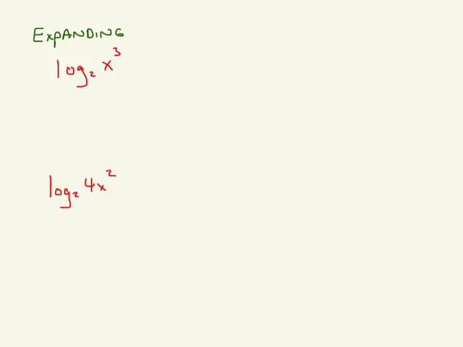Let's try this just a couple of times. So what can we do? We can take this 3 out of the exponent, we can drop it down in front of the logarithm. So now we've got a 3 times log base 2 of x. With this one, we can split this, based on what we learned in our previous video, into a log base 2 of 4 plus a log base 2 of x squared.